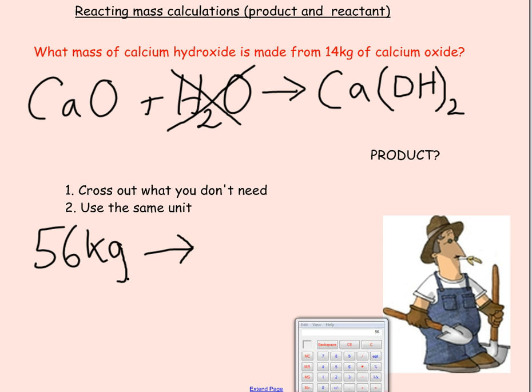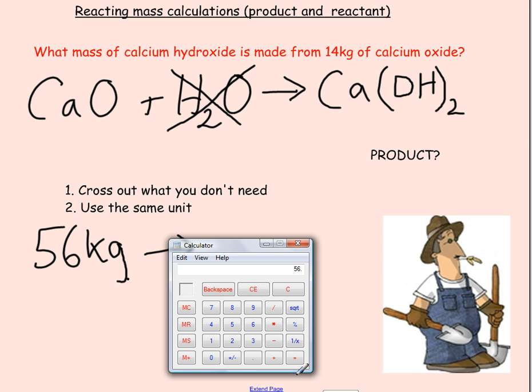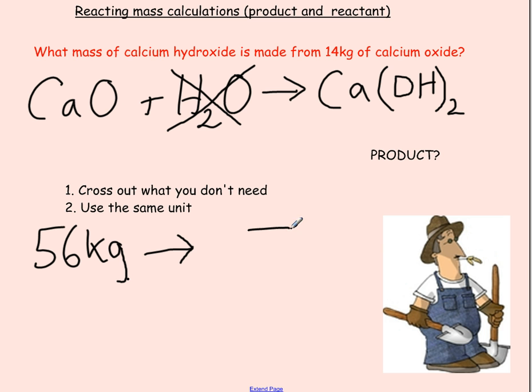Now you look up the Mr of that one there. So that calcium is 40, plus, now remember that means 2 oxygens and 2 hydrogens. So 2 16s, 16 add 16, and 2 hydrogens. Now they're 1 each, so we can add that up in my head. Add 2. So that's 74. Right, 74 kilograms. Remember to use the same unit.